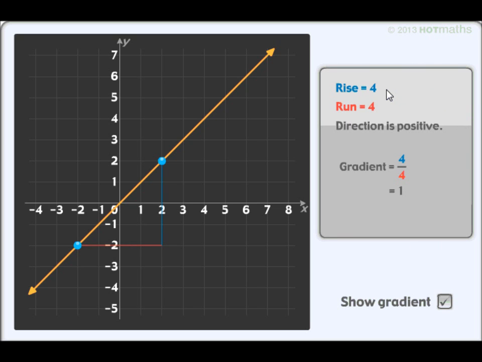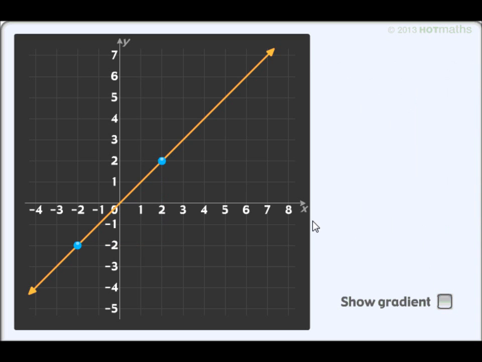So my rise, the blue line, is the 4. My run going across the x-axis is also a 4. It is positive because it is heading up towards the positive side. So therefore my answer is positive 4 over 4, the answer being 1. Now we don't normally show the positive sign, so we don't need to put that in, but we do need to simplify it.